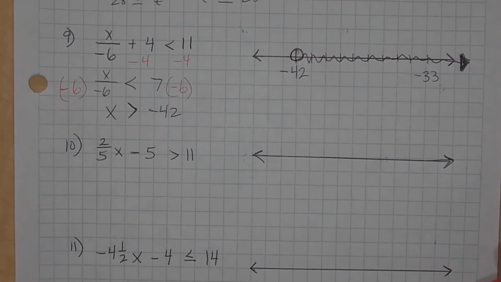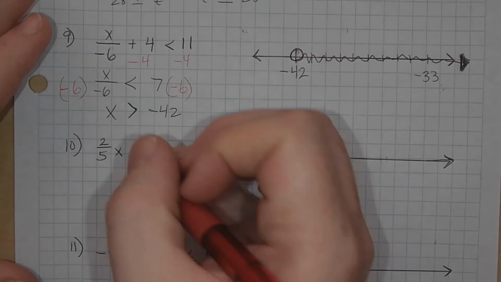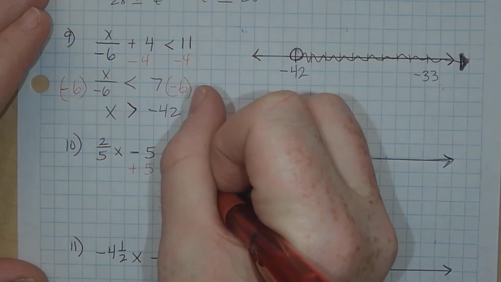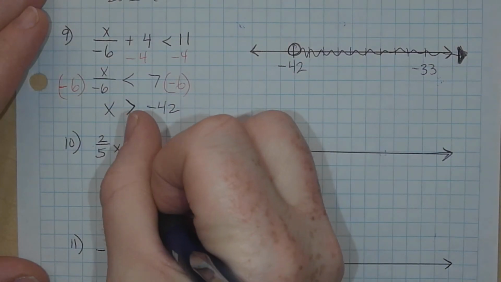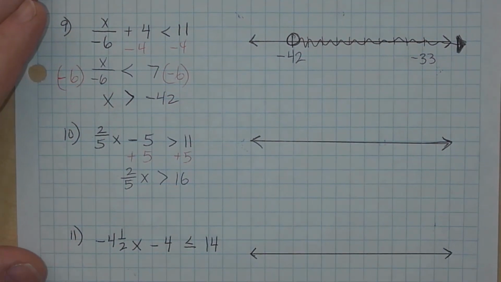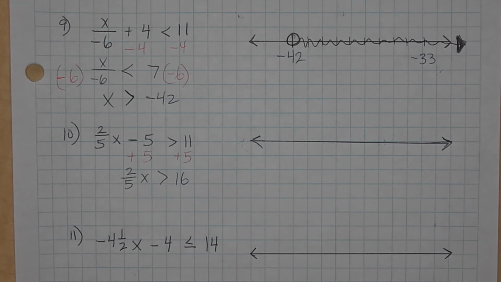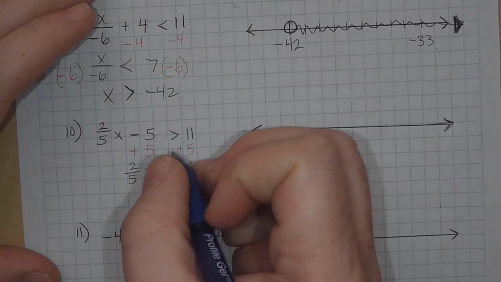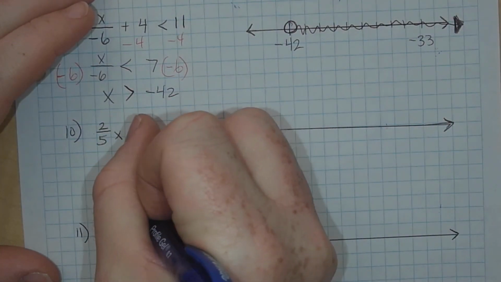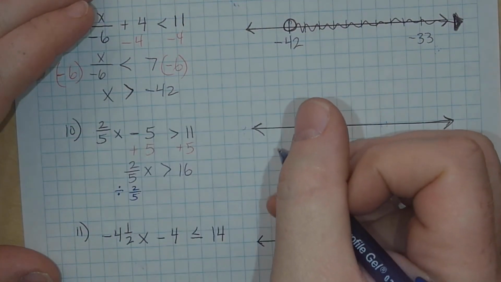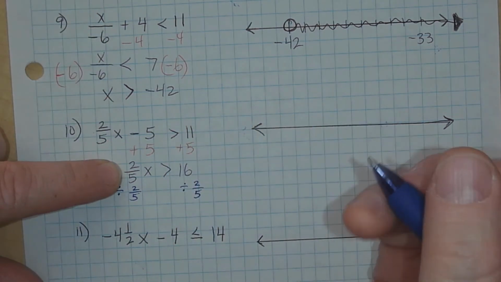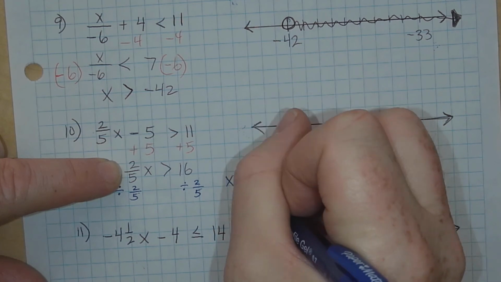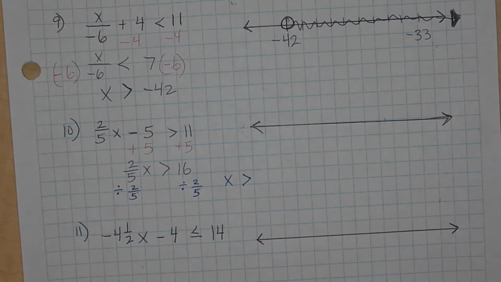All right, 10, we're getting close to being done here. We're going to add 5 to both sides. We're going to get 16 on this side here, and 2/5 x is greater than 16. Now, what's the opposite of multiplying by 2/5? Dividing by 2/5, right? So if we divide this by 2/5, we'll cancel it out. If we divide this by 2/5, we get our answer for what x is greater than, right? So x is greater than whatever 16 divided by 2/5 is.